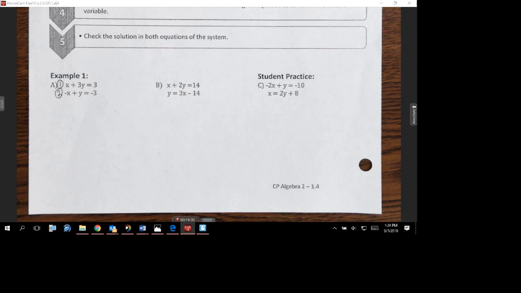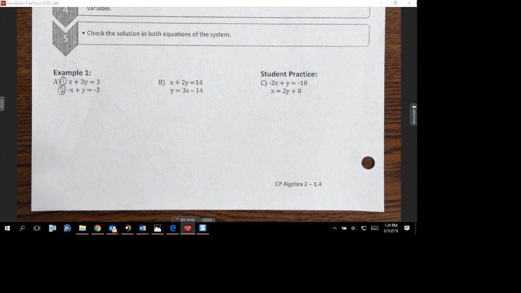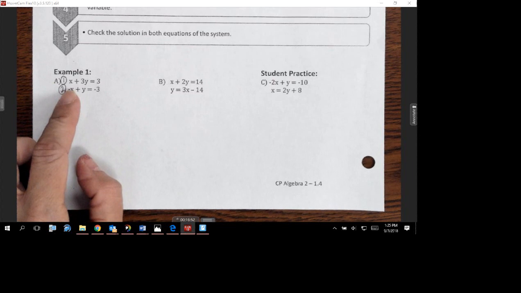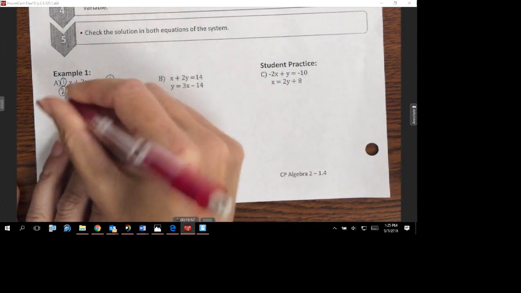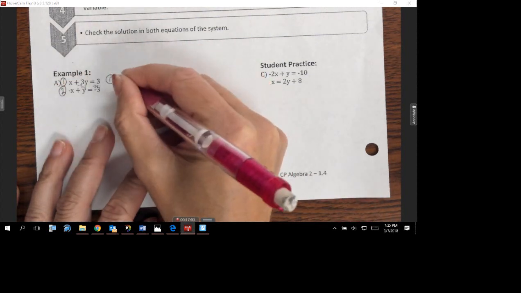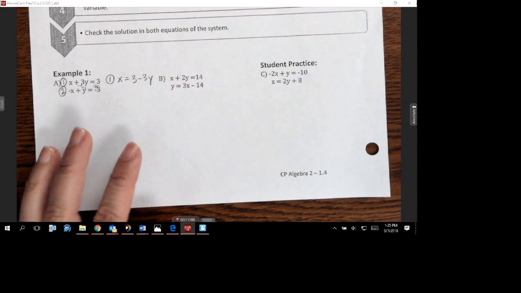So first thing you want to do is make sure that one of these equations either says x equals or y equals. Does one of these say x equals or y equals? No. So we have to make one of them say x equals or y equals. And this is totally up to you. You look at it and you say, I'm going to change the first equation to say x equals. And I chose that because it looks easy. So I'm going to take away 3y from both sides. That's going to give me x equals 3 minus 3y. Not like terms, I cannot combine them.